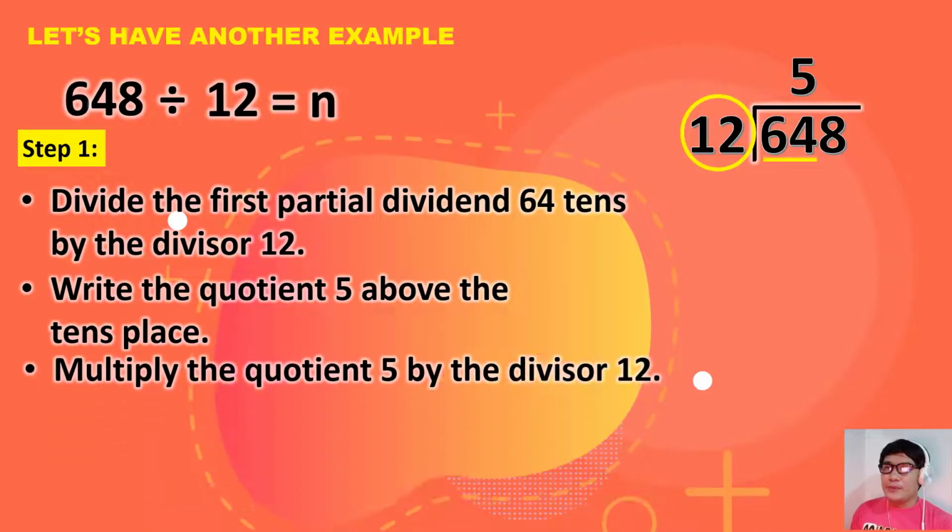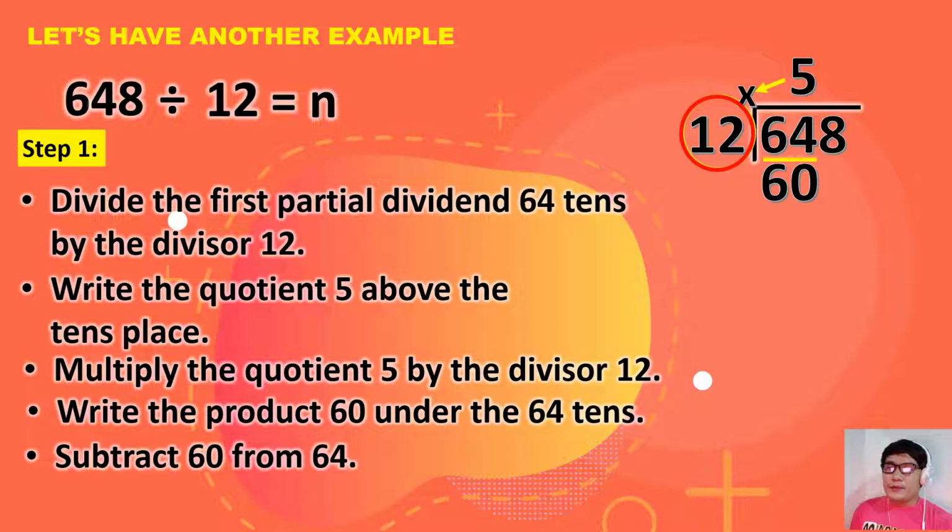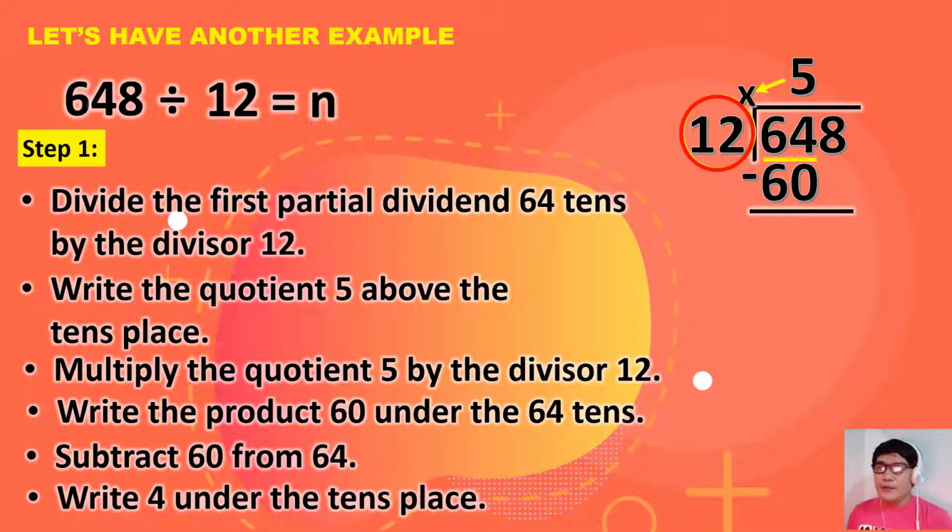Multiply the quotient 5 by the divisor 12. So 5 times 12 equals 60. Then write the product 60 under the 64 tenths. Subtract 60 from 64. 64 minus 60 equals 4. Then write 4 under the tens place.